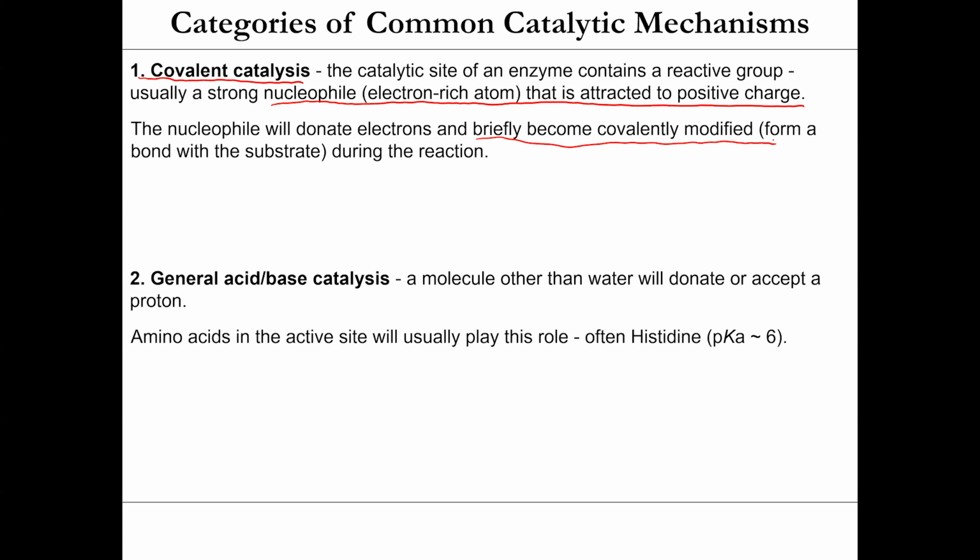Another one is general acid-base catalysis. This would be when a molecule other than water donates or accepts a proton during the course of a catalytic reaction. Amino acids in the active site are usually playing this role when we're talking about enzymes. It's often histidine because histidine has a pKa that's near physiological pH of 7. So histidine is able to more readily than other amino acids donate or accept a proton. So that's general acid-base catalysis, and it's also very common in enzymatic reactions.